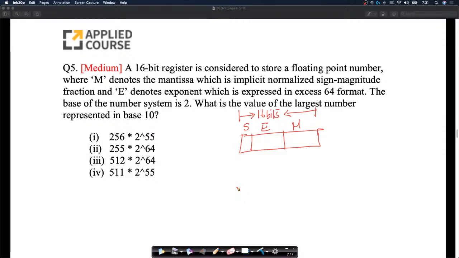Again, somebody is asking for a hint. I want you to figure it out. I'll tell the solution, Amit, a little later, but I want you to figure it out. The largest number should always be a positive number, right? Obvious.